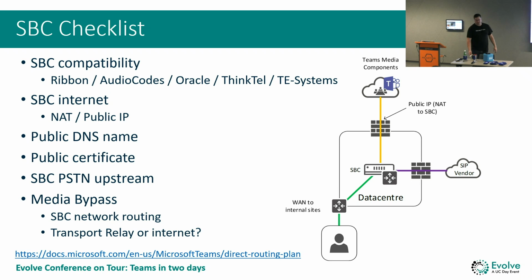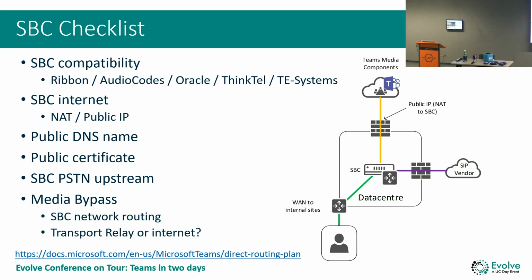When you have media bypass enabled, the most common scenario I believe that you want that for is where you have internal users talking to that SBC. If you've got an internet user talking to the SBC, you have a choice. You either allow media bypass from anywhere on the internet through your firewall to the SBC, or you lock it down so that only the transport relays can talk to your SBC.